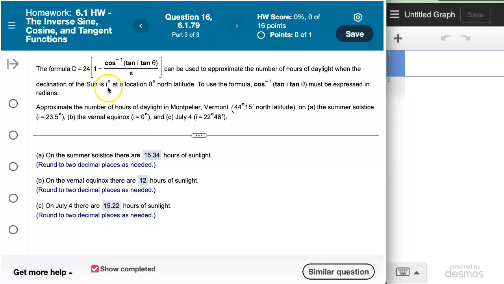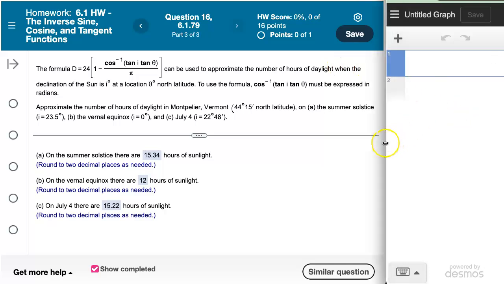So we're given some information about what I is representing and theta is representing. And then we're also told that this particular expression must be expressed in radians. However, the information that we're given below to input is all in degrees, some of which is even in degrees and minutes. So I know that at some point I'm going to need to convert these degrees into radians. But the first thing I want to do is just input this formula into some type of calculator.